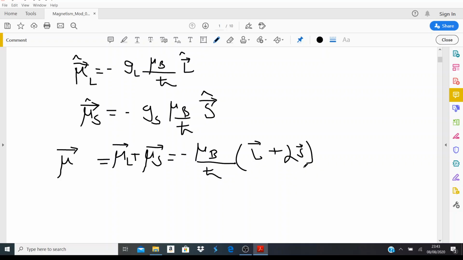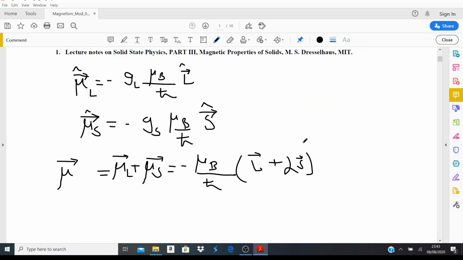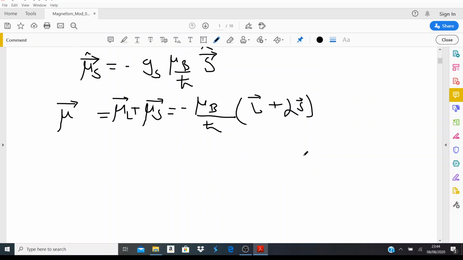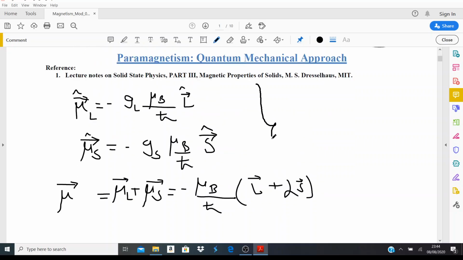So these are our expressions from the last lecture, and our question is that if you look at these three expressions, these two moments are expressed as some g factor times mu B by h bar times the corresponding angular momentum, right? But here the total moment is expressed in terms of the two angular momenta, L and twice S. So the question I was asked is, can we represent this with the total angular momentum operator? Everything here is an operator, so let me put the hats for consistency.